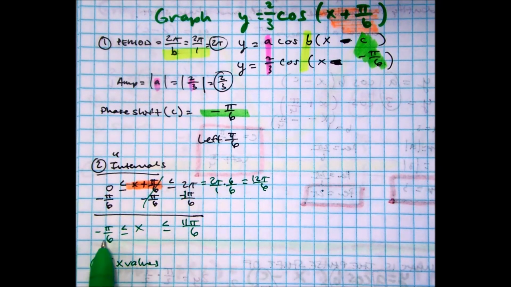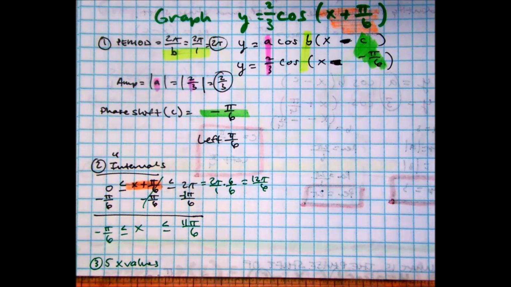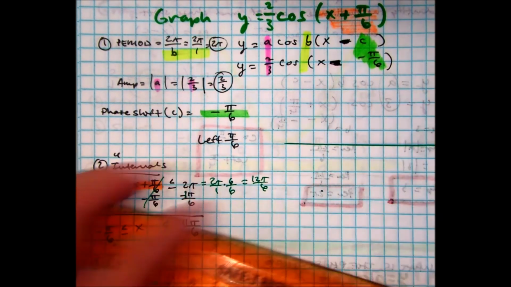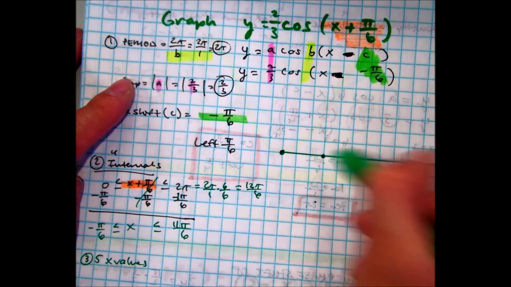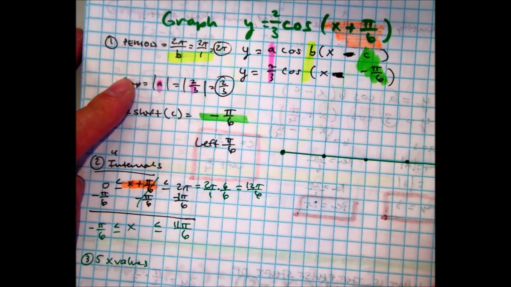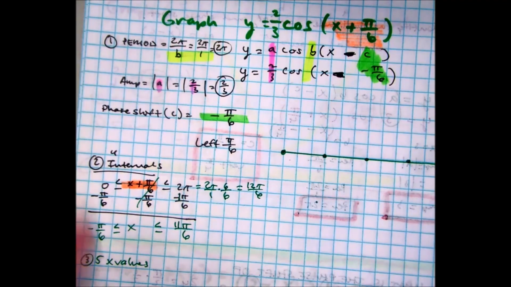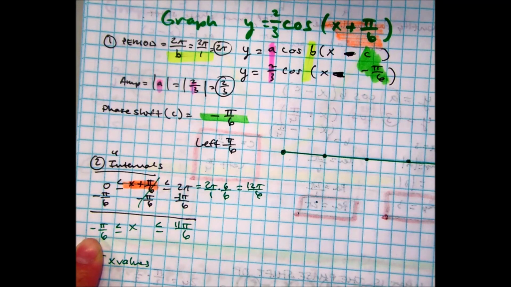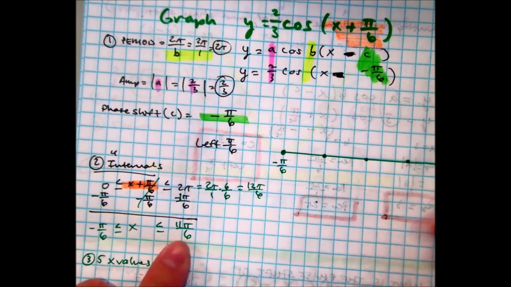Let's get our 5 x values now. Now, notice how we don't have 0 anymore. So when you draw your graph, just draw 5 equally spaced points. So 5 points, 4 intervals: 1, 2, 3, 4. And now I'm going to put in here negative pi over 6, and over here 11 pi over 6.